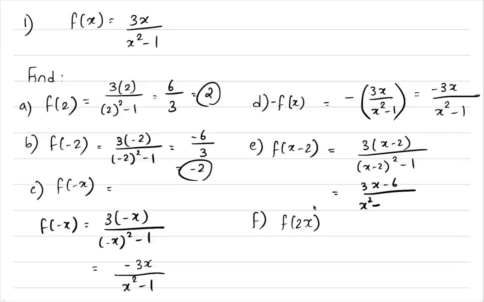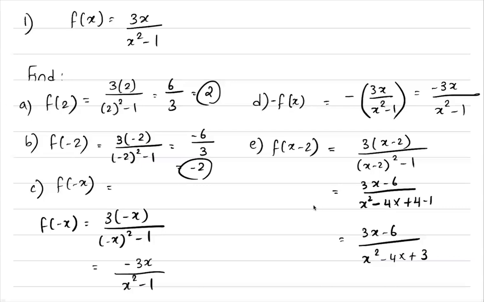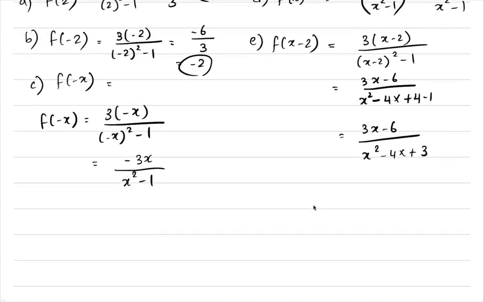So 2 times x times 2 is 4x plus b squared. 2 squared is 4. And then there is also a -1. So if you simplify this further, you have 3x minus 6 over x squared minus 4x plus 3. And I suppose you can just leave it like that. Or you could factor and simplify, but I don't think you can factor and simplify, so I'm just going to leave it like that. So the last part was f of 2x.